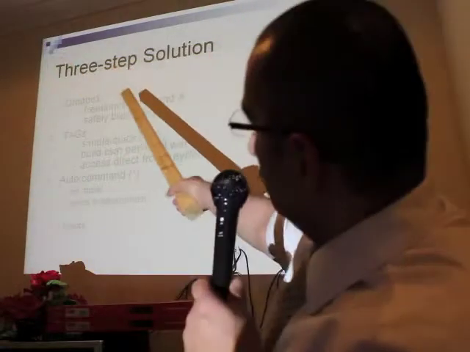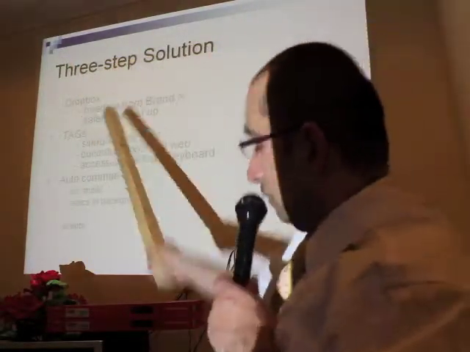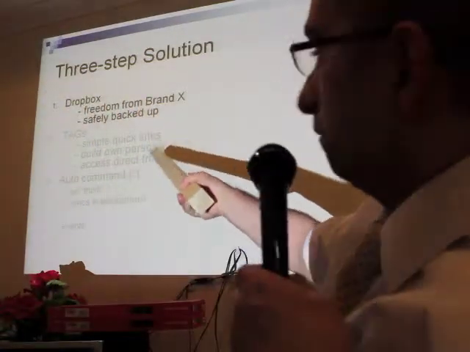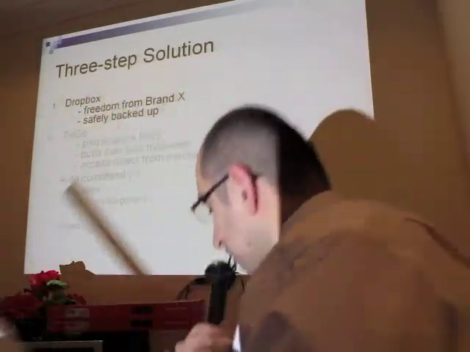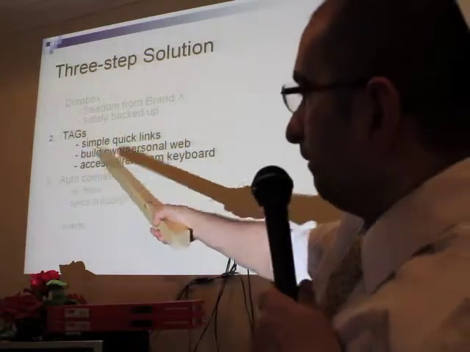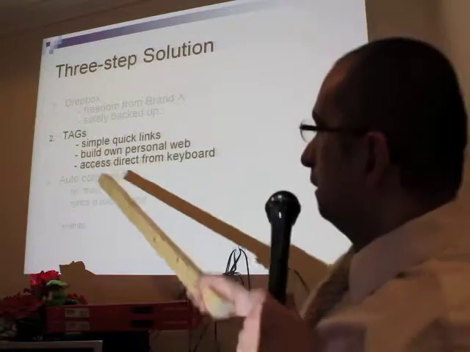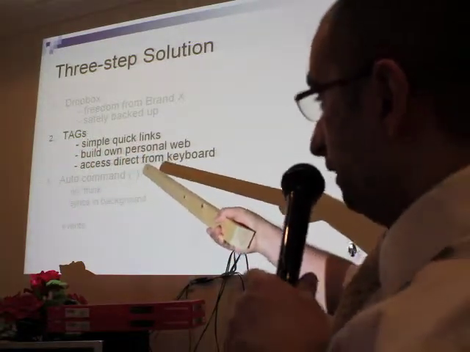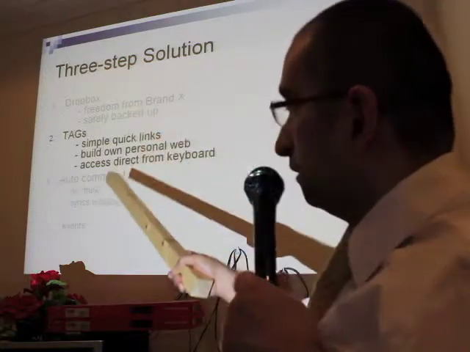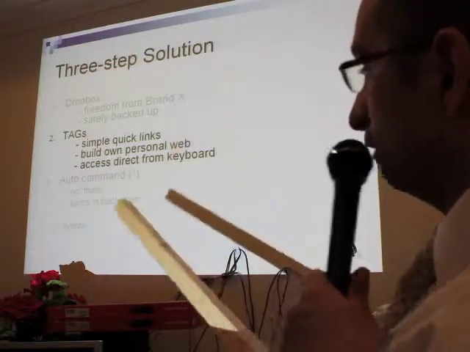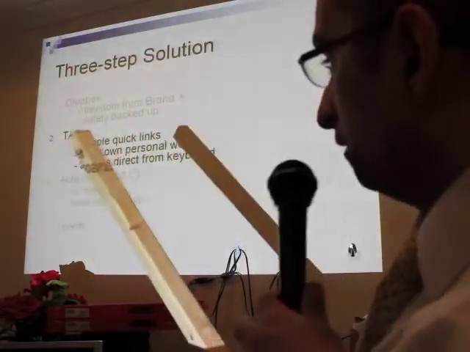So here's a three-step solution. First of all, Dropbox. Get that on the system. Dropbox gives you freedom from brand X, and you've got it safely backed up. Then there's this thing called tags. These are like hypertext. They're simple, quick links. Build your own personal system of help, linked the way you want it, and you access it directly from the keyboard. This is the beauty of it all. You access it directly from the keyboard with the tags that are built into Vim. It's a very useful thing.